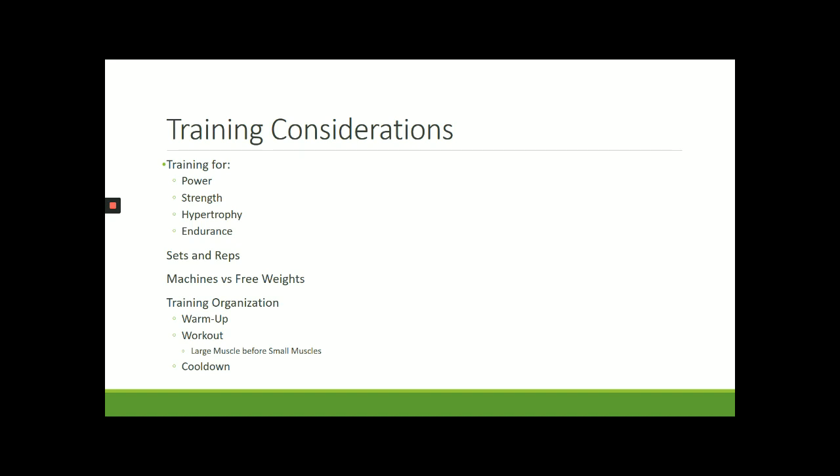Machines are good for isolation movements. For when you want to work just a single muscle group or less muscle groups, machines are preferred at the end of a workout when you're fatigued and your body can't stabilize itself as well. You can use machines to overload a muscle and decrease the chance of injury at that point in your workout.